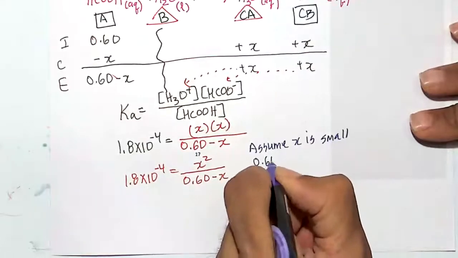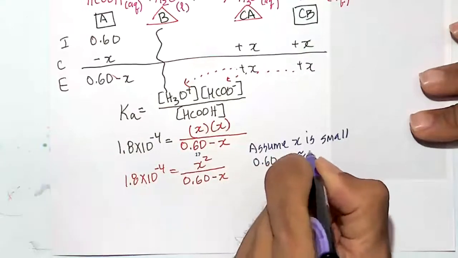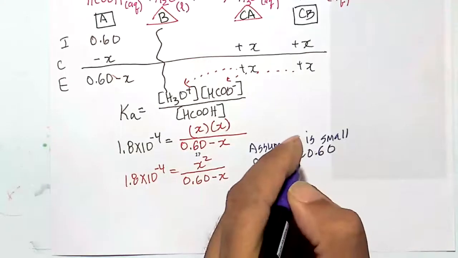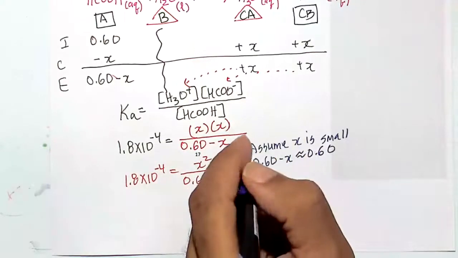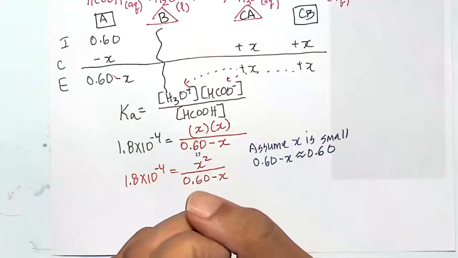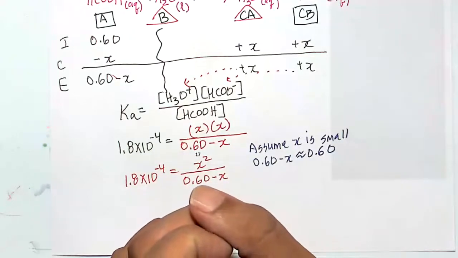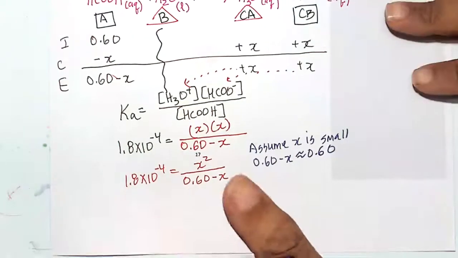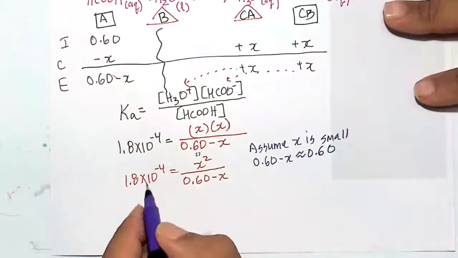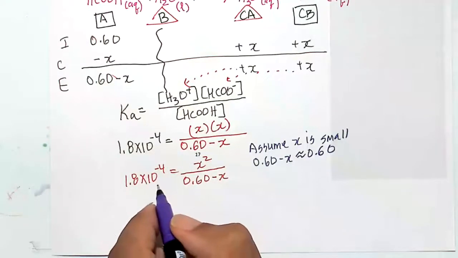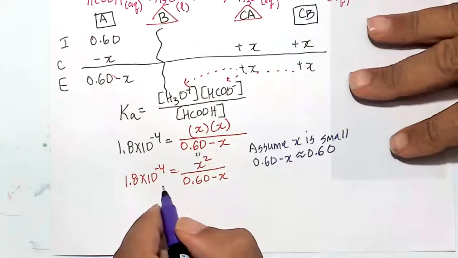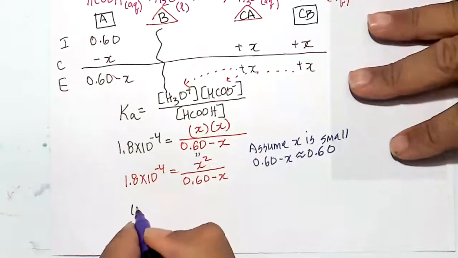Okay, when we assume x is small, 0.60 minus x will be about 0.60. This is called the low ionization assumption. Do this on the test so you don't have to use the quadratic equation, and on the quiz and on your homework. Remember, the threshold is 5%. I'll tell you more about this 5% number later.